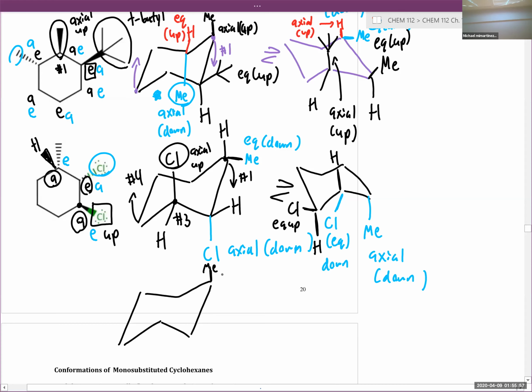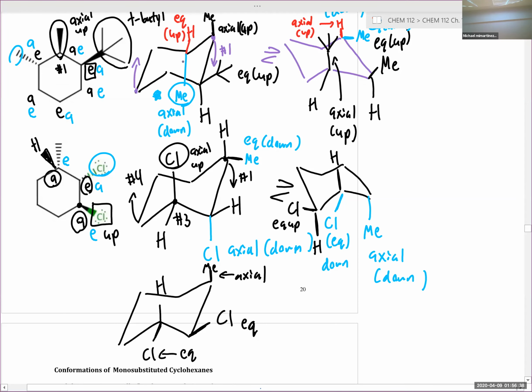So one mistake that I see, and one thing that I don't want you all to draw, is, let's suppose we draw the methyl group axial for some reason. We draw our chlorine equatorial, and we draw our third chlorine equatorial. Now, this may not look like a big mistake, but on an exam, this would be a completely incorrect answer.